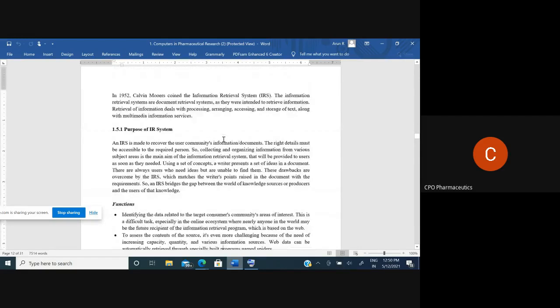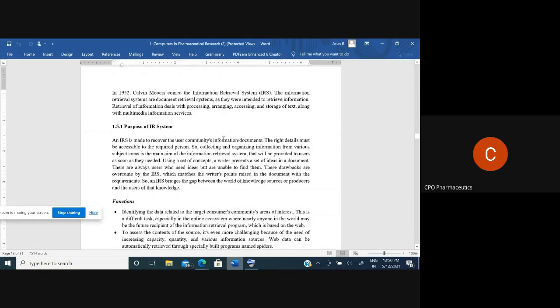So what is the function or purpose of an information retrieval system? It is used to recover community information. I think you are well versed with Google and all those things. Number of people are providing certain information, and it is loaded in a central cloud. From there, based on your search options and what you throw into that particular server, it will filter and give you the results. That is the function.